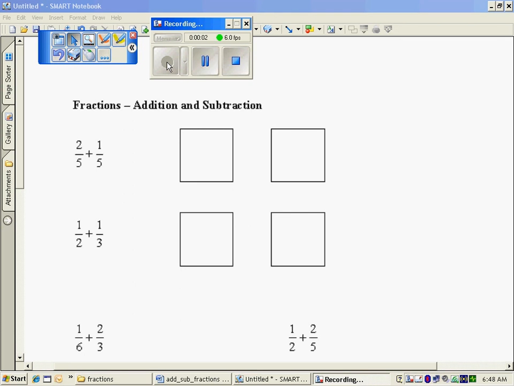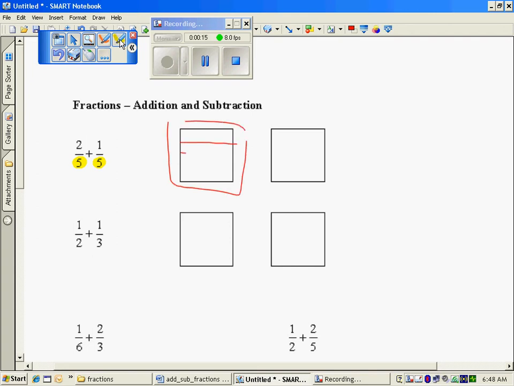When adding fractions, we must look at how many pieces the whole is divided into. Both of these are divided into 5 pieces. So if I show 2/5, here's my whole. And if I show 2/5 and shade that, 1, 2 of the 5 is what I have.